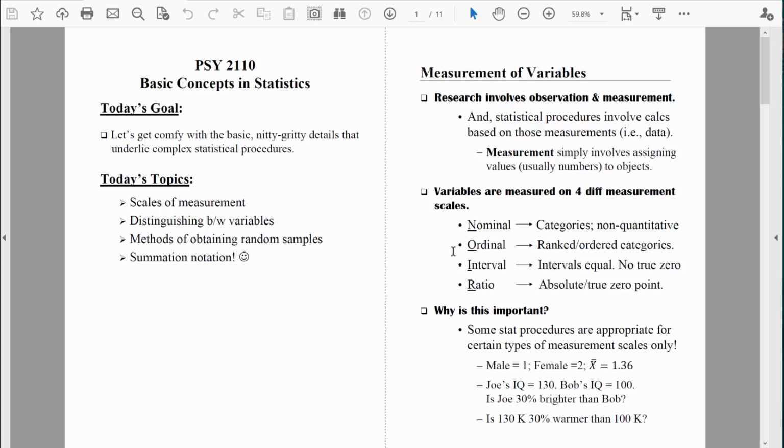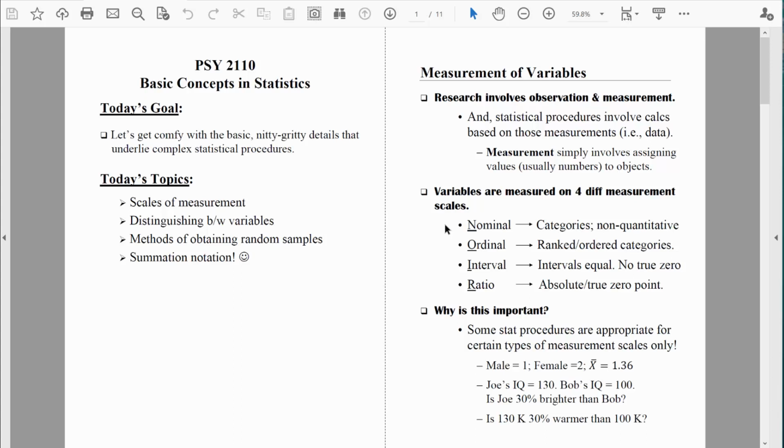And the answer is no. There's nothing about the category Democrat that makes it big or small. There's nothing about the category Republican that makes it big or small. There's no way to put them in a meaningful order. There's no way to rank them meaningfully. So ultimately, when we're talking about political affiliation, we're dealing with the nominal scale. Let's go through another example.